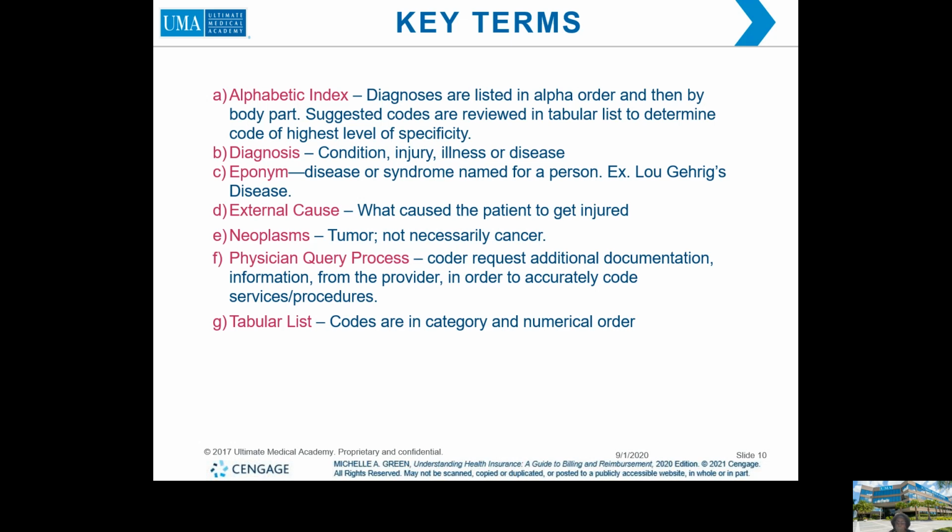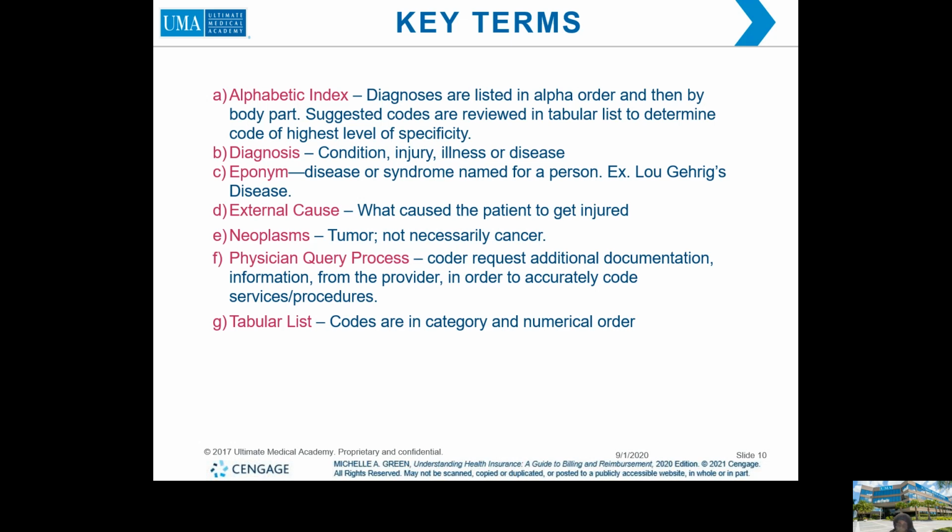The eponym, you may hear this, it's a disease or syndrome named for a person. For example, Lou Gehrig's disease. Lou Gehrig was a famous baseball player, and they named the disease he had after him. An external cause. What caused the patient to get injured? What caused the patient to get a broken leg? He fell off the ladder. You have to code that he fell off the ladder if you know what caused him to get injured.